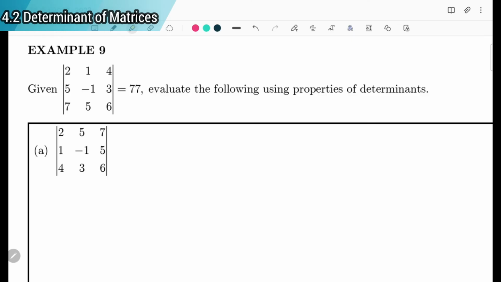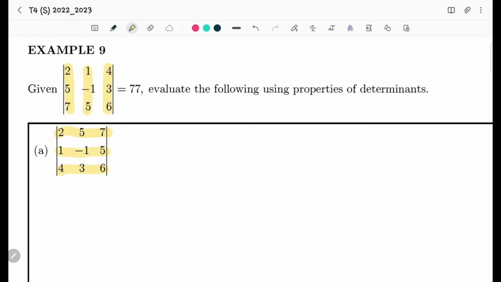Given the determinant of the matrix 2, 1, 4, 5, negative 1, 3, 7, 5, 6 is equal to 77, evaluate the following using properties of determinants. For question A, as you can see, 2, 5, 7, 1, negative 1, 5, 4, 3, 6 is just the transpose of the given matrix above. So let's rewrite that: 2, 1, 4, 5, negative 1, 3, 7, 5, 6 transpose.